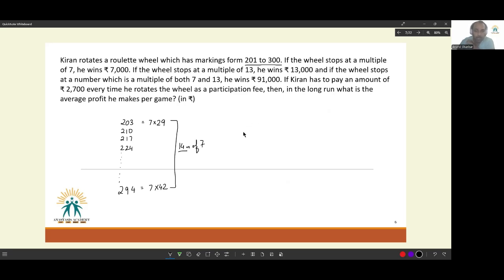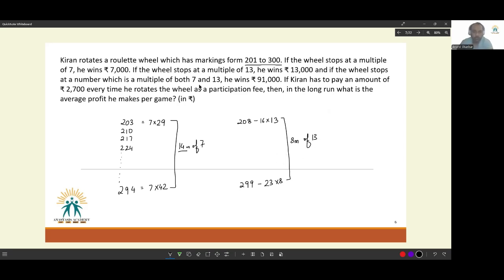Similarly, we'll list out the multiples of 13. I know 195 works, so 208 will be the first one. And we keep on going till 299. This is 16 into 13. And this is 23 into 13. So here we get 8 multiples of 13.